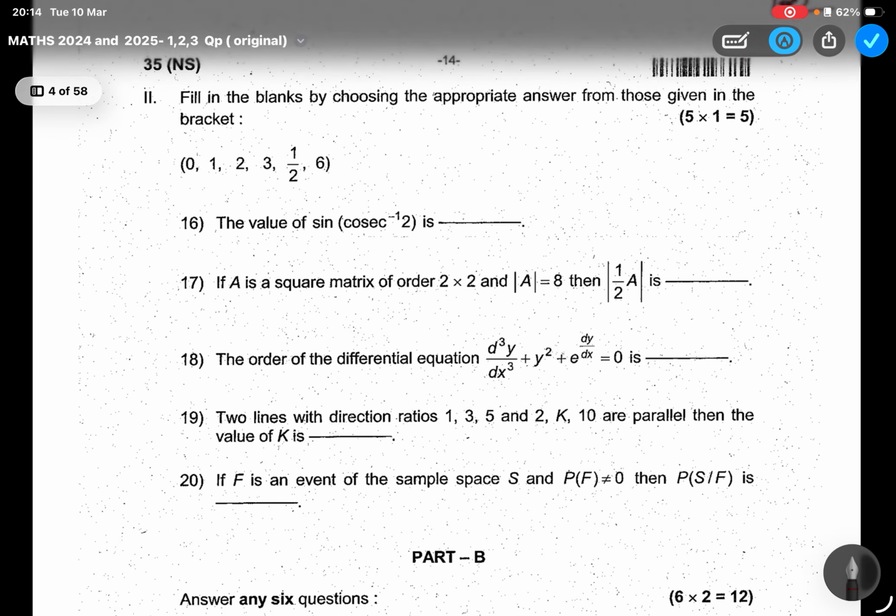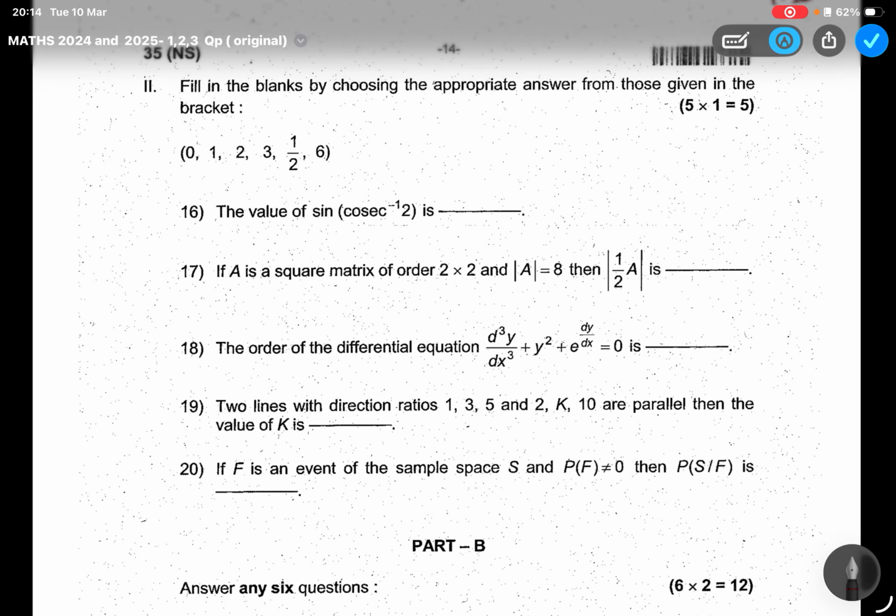Now come to the fill in the blanks questions. Sine of cosec inverse of 2.